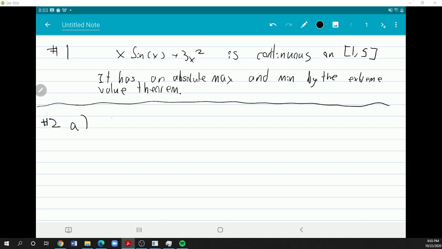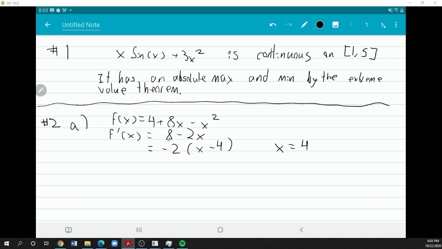So start with A. F of x is equal to 4 plus 8x minus x squared. So take a derivative, and you get 8 minus 2x. Factor out a minus 2, and you get x minus 4. So this guy has critical point x equal to 4, and that's the only one.